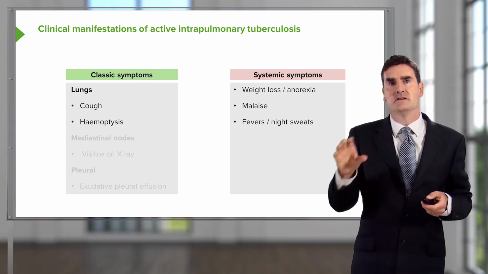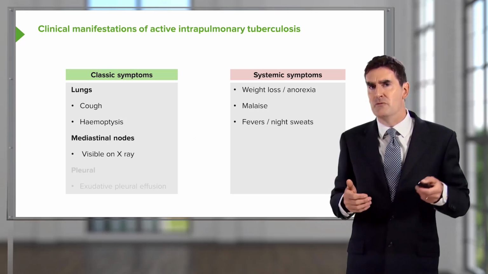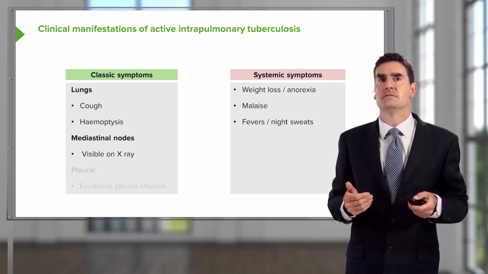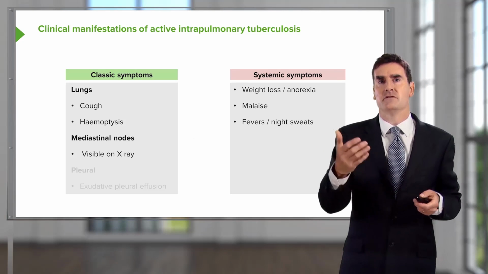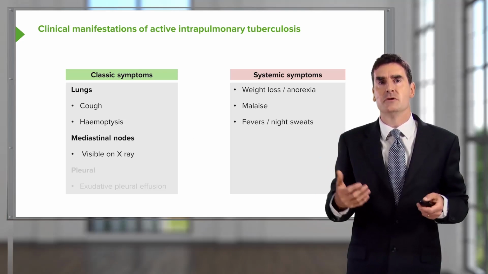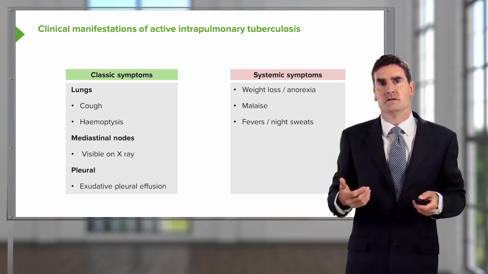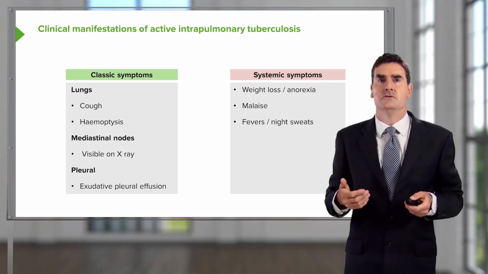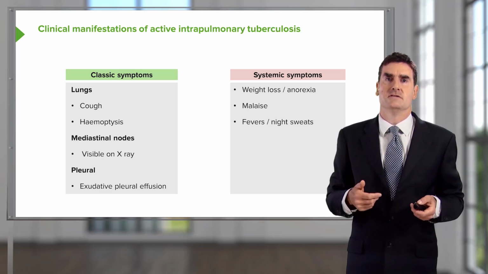Now, the other areas within the thoracic cavity that may be affected are the mediastinal nodes, as we've mentioned, but really that doesn't normally cause symptoms of the nodes themselves and is visible on the chest X-ray. And that sort of patient will present with the systemic symptoms, but not necessarily respiratory symptoms. And pleural disease, that causes an exudative pleural effusion, and that presents largely with breathlessness and the systemic symptoms that we've described already.